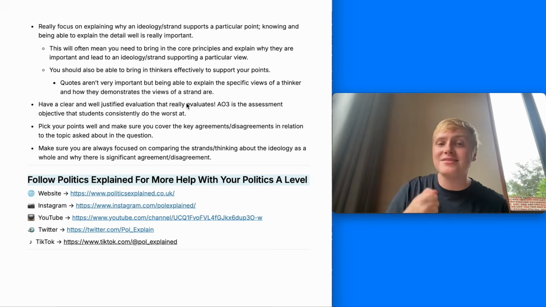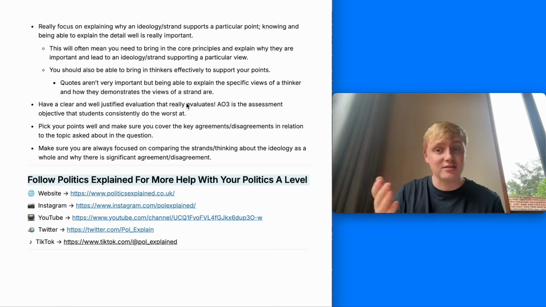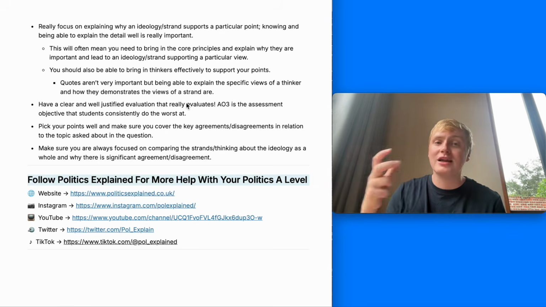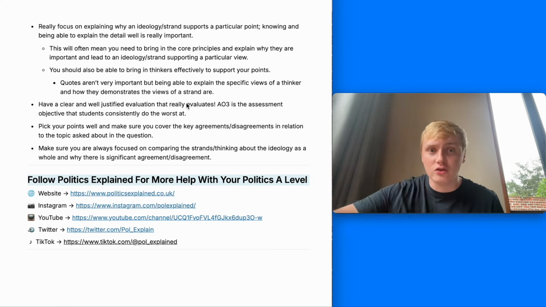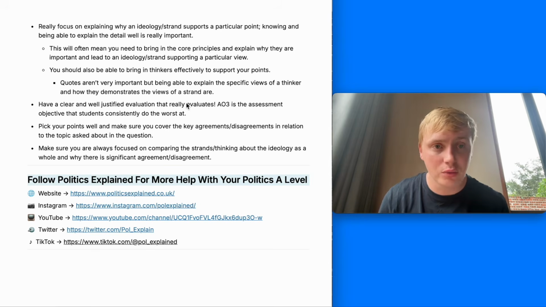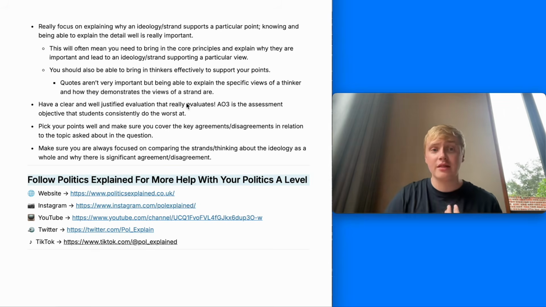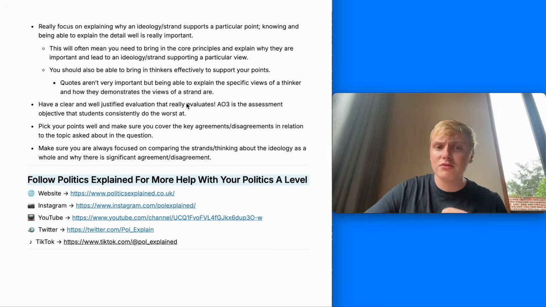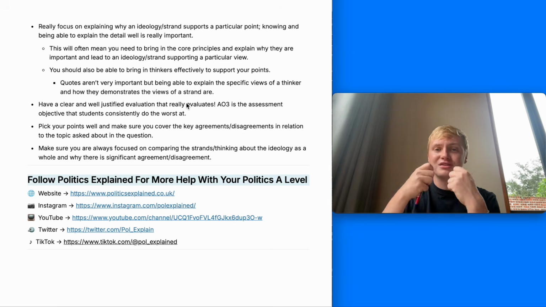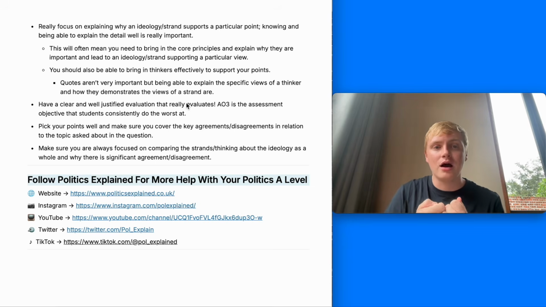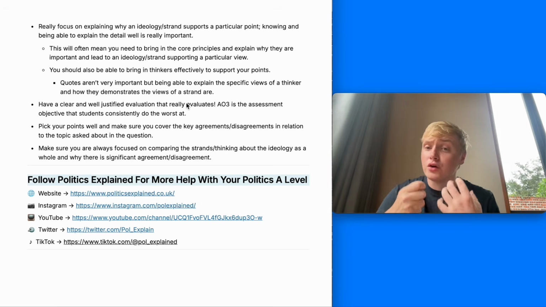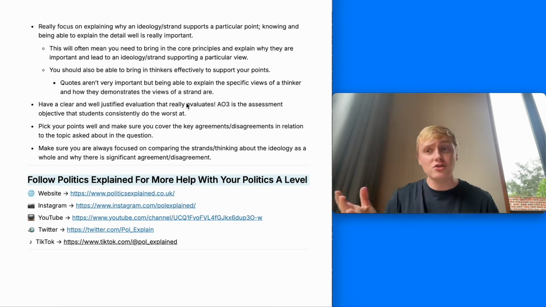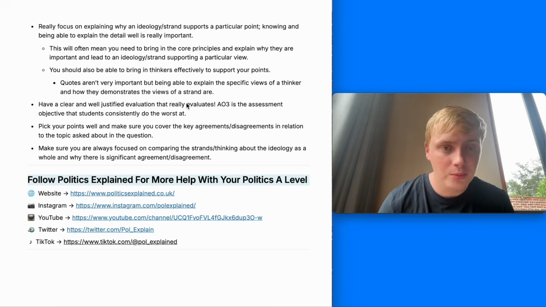and knowing and being able to explain the detail well is really, really important for these essays. And this will often mean, as I said, you're going to be bringing in core principles and explaining why they're important, and lead an ideology or lead a strand to support a particular view. You should also be able to bring in thinkers effectively to support your points. Quotes aren't necessarily that important, but being able to explain the specific views of a thinker and how this demonstrates a view of a strand is important. And sometimes quotes are useful in doing so.